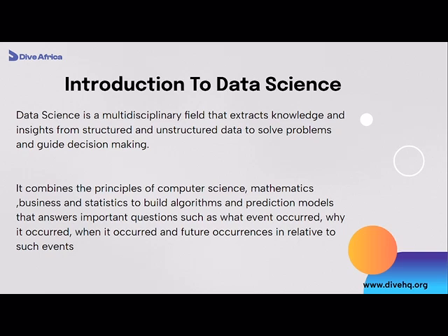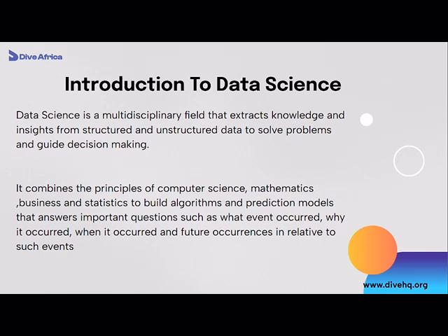So in whatever field data science is being applied, the main purpose and goal of a data scientist, or the application of the data science skill set, is to solve problems and guide decision making in that industry. What does data science work with? Data science combines the principles of computer science, mathematics, business and statistics to build algorithms and prediction models that answer important questions such as what event occurred, why it occurred, when it occurred, and future occurrences relative to such events. Now let's break that down.